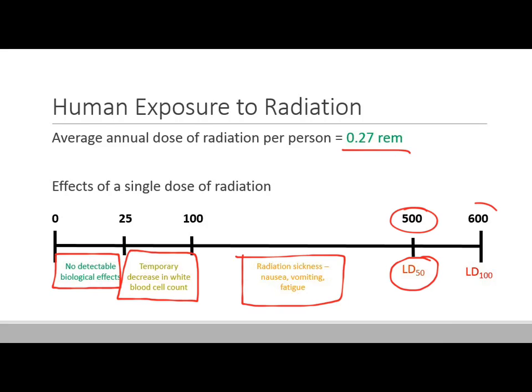And if I up that to 600, then 100% of the people would be dead. So again, notice that this is a huge difference, right, between what we're naturally exposed to annually, every year, versus how much would actually kill a person, a guaranteed death via radiation.